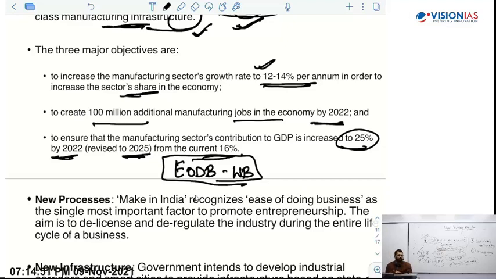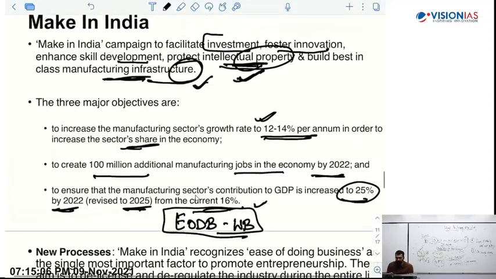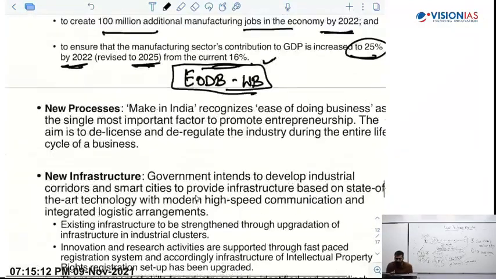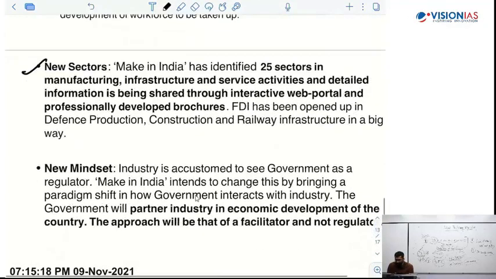Now they say there's no use of these rankings, but they were important. UPSC has asked questions 2 or 3 years consecutively in prelims. So Make in India's major focus was that we need to increase our ease of doing business rankings, intellectual property, also creating world-class manufacturing infrastructure. Now it had 4 different heads: new processes, new infrastructure, new sectors and new mindset.